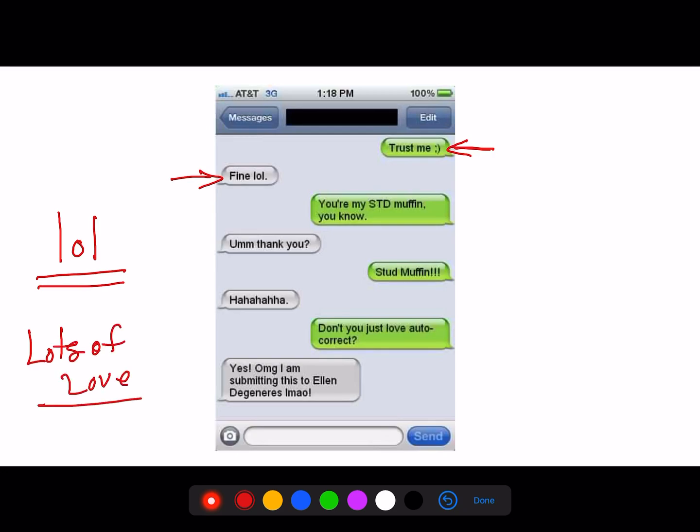So even this could actually be connotated differently. You're my STD muffin, you know? Thank you, stud muffin. I meant stud muffin. For this to be funny, you have to understand what STD is an acronym for, which means sexually transmitted disease. So therefore, you're my STD muffin would be a super negative as opposed to calling the person a stud muffin.